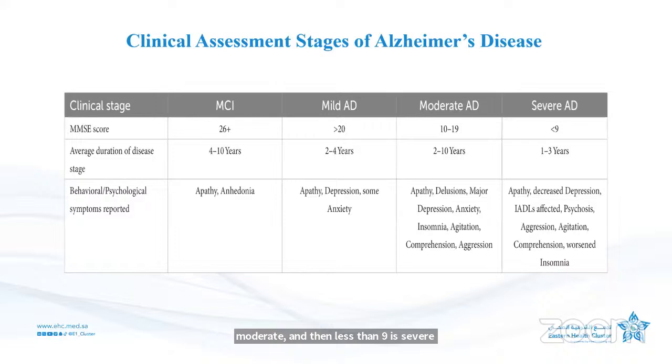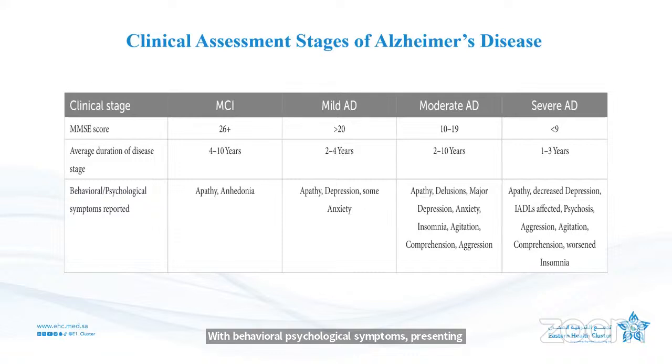And also the average duration of the disease plays a role in this. As you can see, 4 to 10 years will still be within the MCI, but this is a combination of all of the above. So if we have 4 to 10 years of average duration of the disease, in addition to psychological symptoms reported like apathy and anhedonia, then we are looking at MCI. If we are looking at a score above 20 with average duration of the disease 2 to 4 years, with behavioral psychological symptoms presenting apathy, depression, and some anxiety, then we're looking at mild.